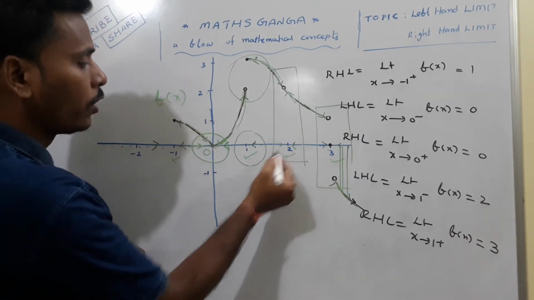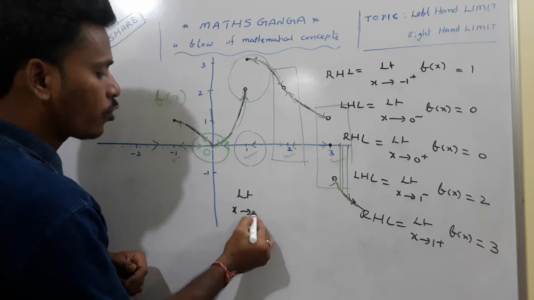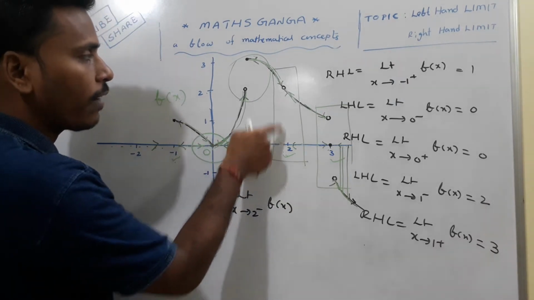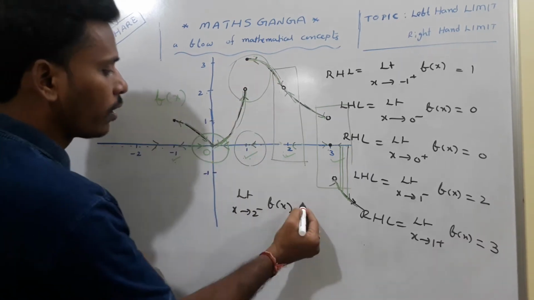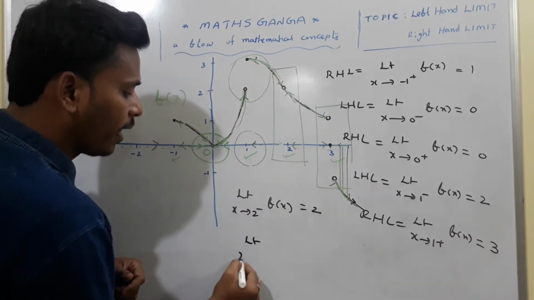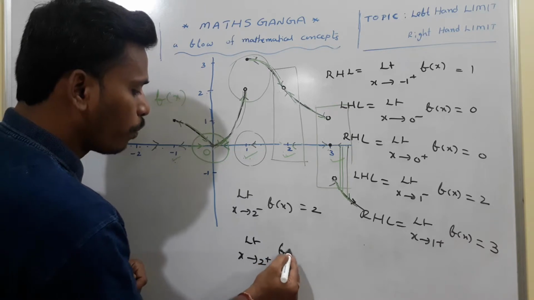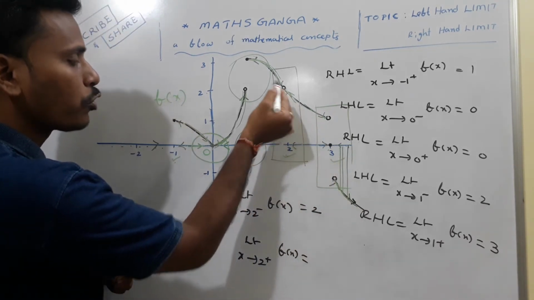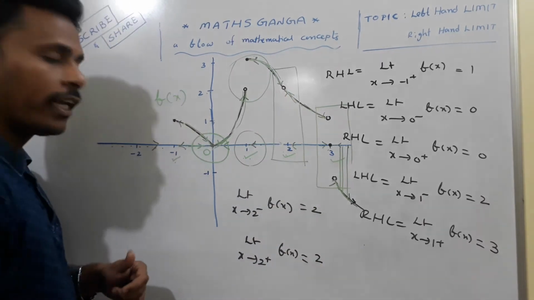Again, at 2, limit as x extends to 2 minus of f of x. As x is approaching 2 from the left side, the graph is approaching 2, the left hand limit is 2. Again, limit as x extends to 2 plus of f of x. As x is approaching 2 from the right side, the graph is approaching 2 and that value is again 2.